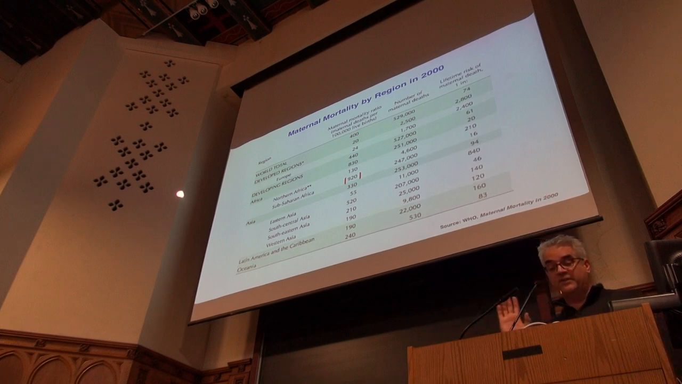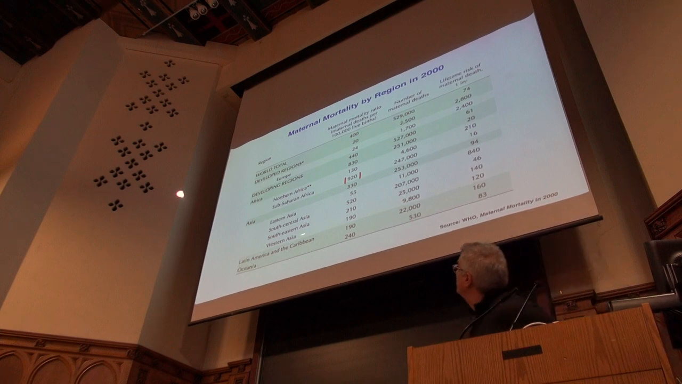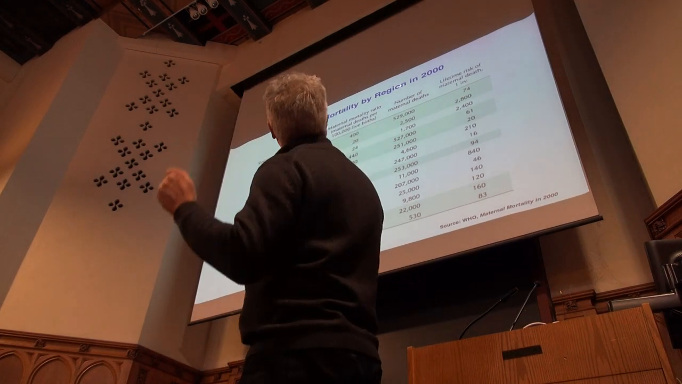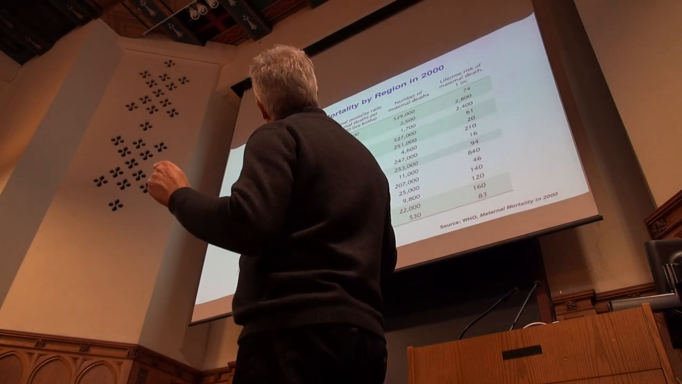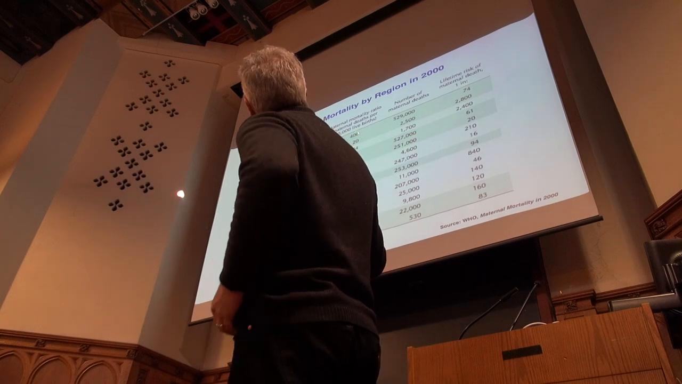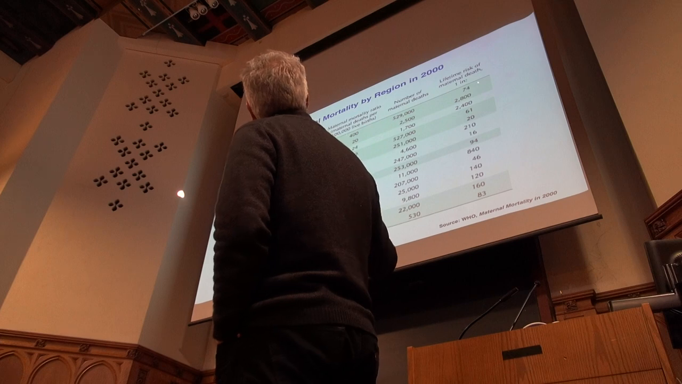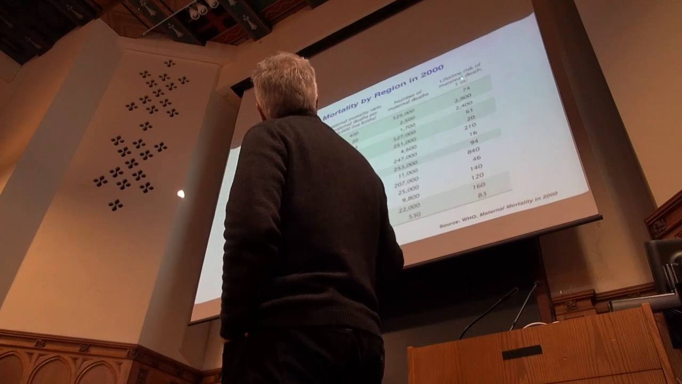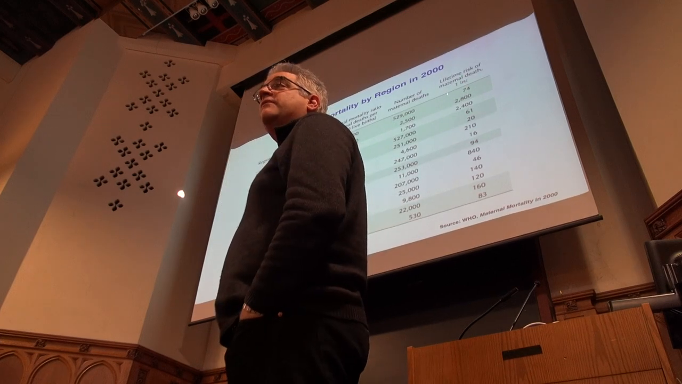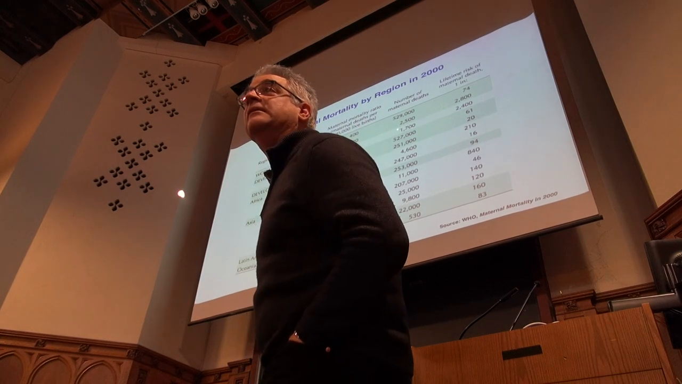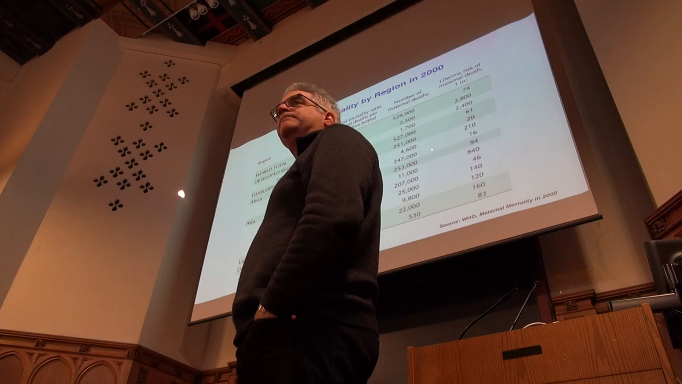And here are some devastating WHO statistics. This is maternal mortality, the number of women who die by region in 2000. Per 100,000 live births over the world as a whole, there are 400 women who die. And in the world as a whole, the lifetime risk of a woman dying is nearly 1 in 100. 1 in 74 women over the course of their lives around the world will die because they're delivering a baby.